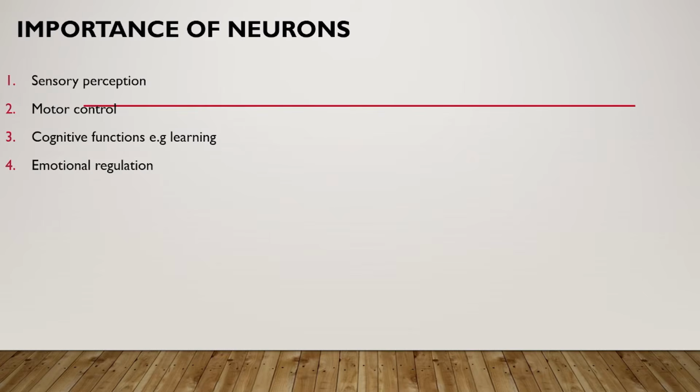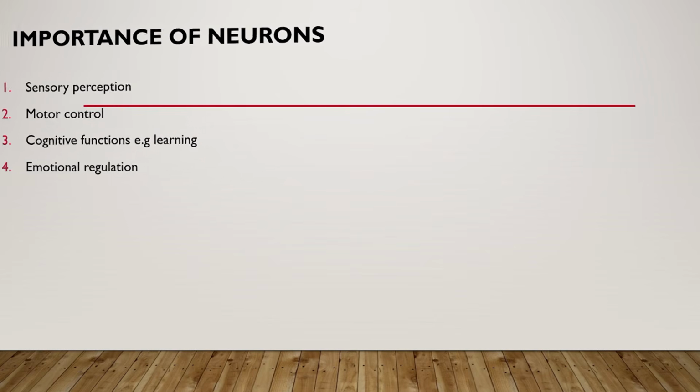What is the importance of neurons? The neurons are responsible for sensory perception. Other functions are motor control, cognitive function, for example learning, and they are also responsible for emotional regulation. That is the work of the neurons.